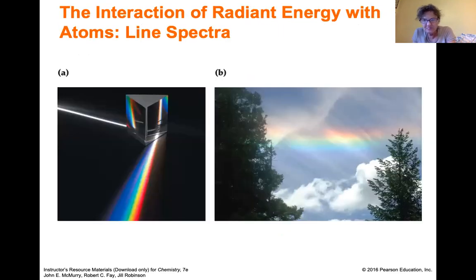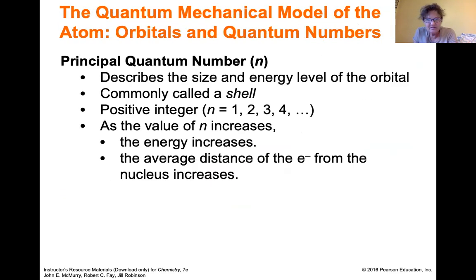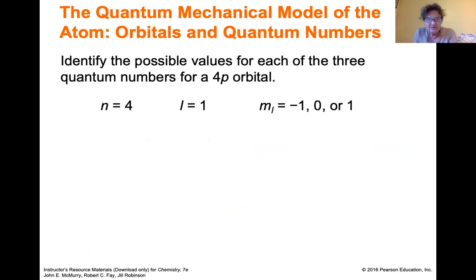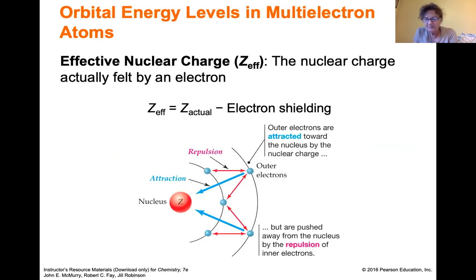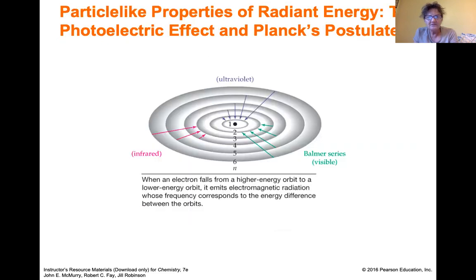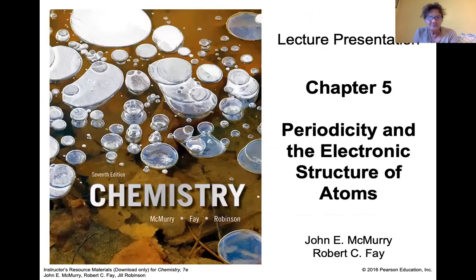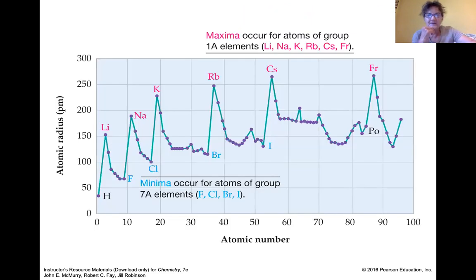Not sure there's a periodic table here. They should have a periodic table in the slides here. Oh well, sorry. So look at your periodic table and realize that lithium, sodium, potassium, rubidium, cesium, and francium are all on the far left-hand side.